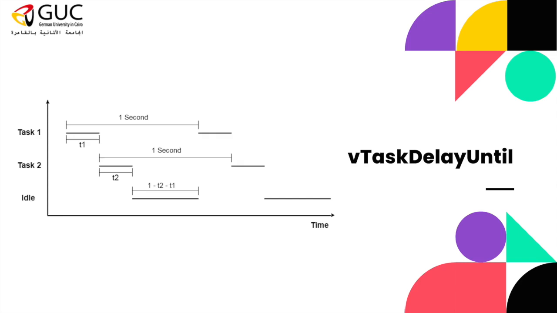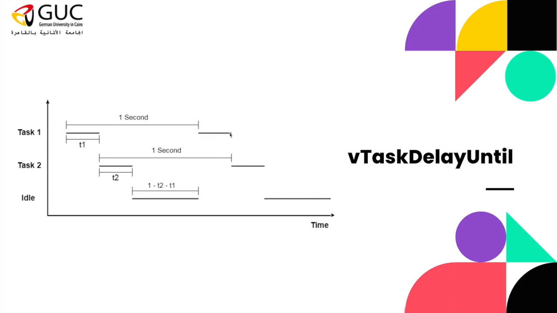Task 1 executed for T1. Task 2 executed for T2. I want to know for how many clock ticks the idle task will execute. I know that from this point to this point it is 1 second. As you can see, the idle task is within the period of 1 second. So it is 1 minus the time taken by T2 and the time taken by T1.